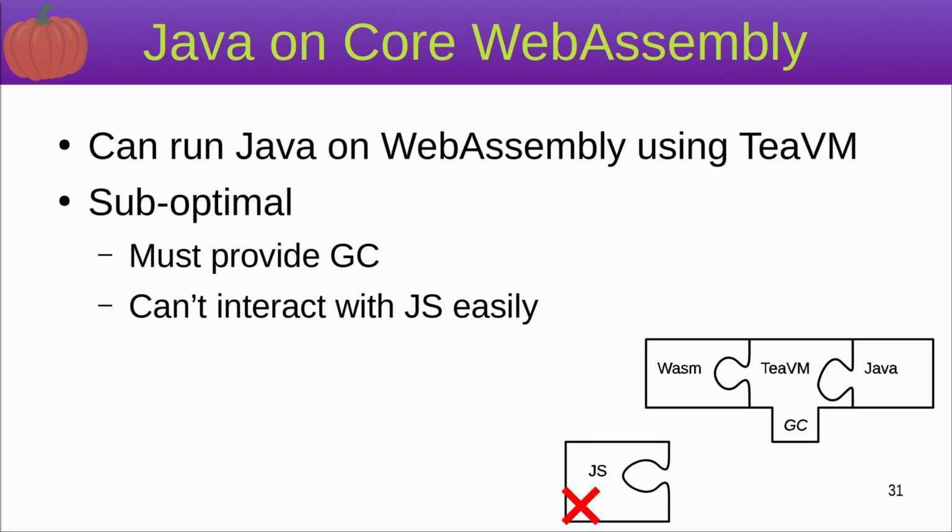But even without these features, supports in WebAssembly, like I said, you can sort of hack everything to run on WebAssembly at some level. So you could use TVM to run Java on core WebAssembly. But even the TVM guys will say, yeah, this is sort of a bad idea. We have to include a whole garbage collector in your code in order to garbage collect your code. And if you can't interact with JavaScript, then what's the point of doing this, right? It's a bit of a mess.